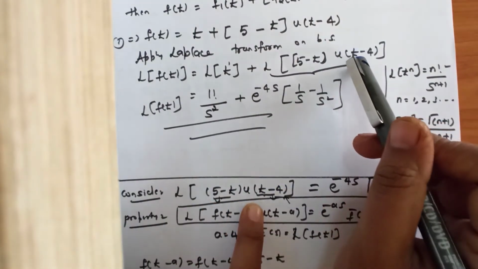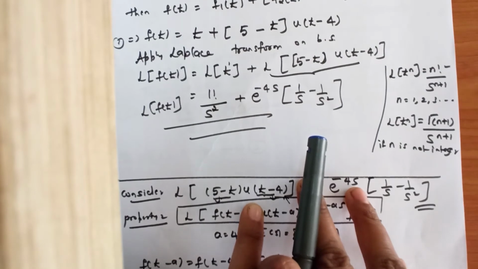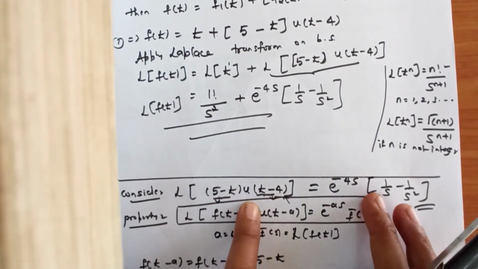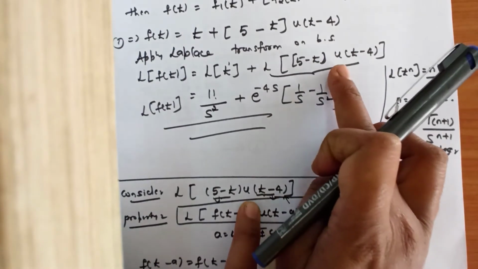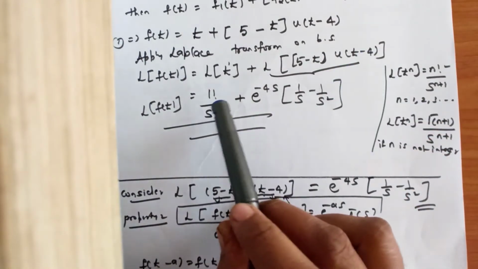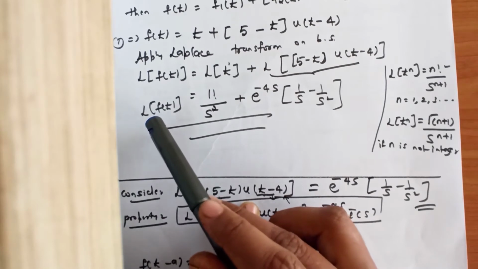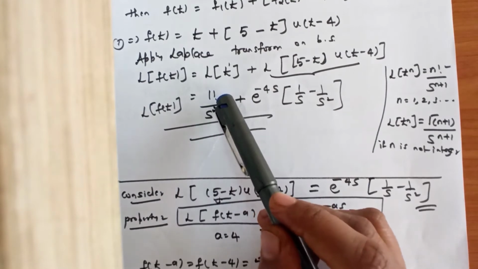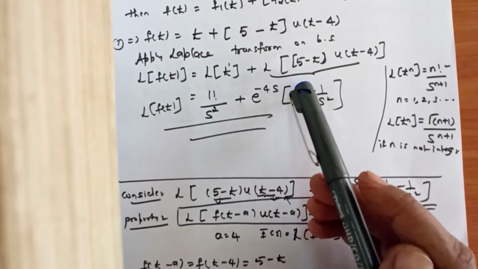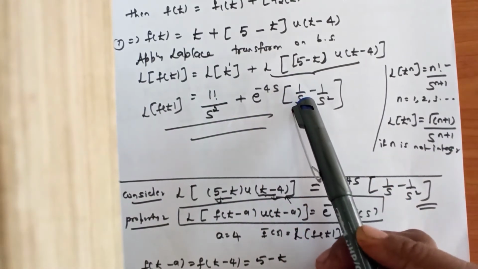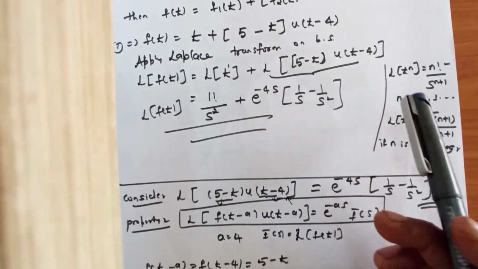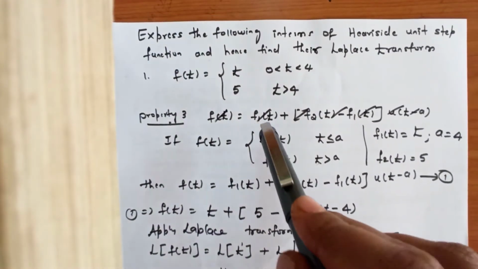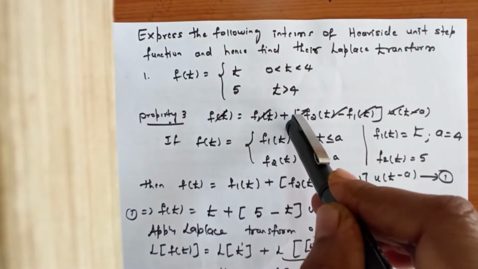So let us substitute back. This is the working procedure to find Laplace transform of 5 minus t into u of t minus 4, and let us substitute back this answer in the above equation. So that we will have the final answer of the given function, that is Laplace transform of the given function f of t is equal to 1 factorial by s square plus e power of minus 4s into 1 by s minus 1 by s square. So this method you have to follow when you have two functions of this kind, that is f1 of t and f2 of t.